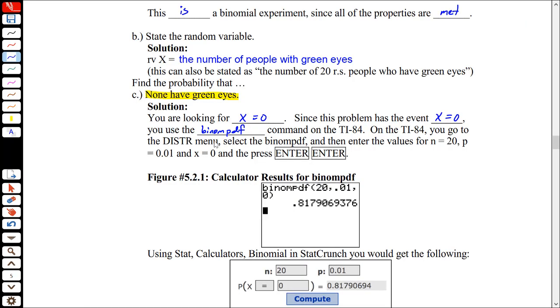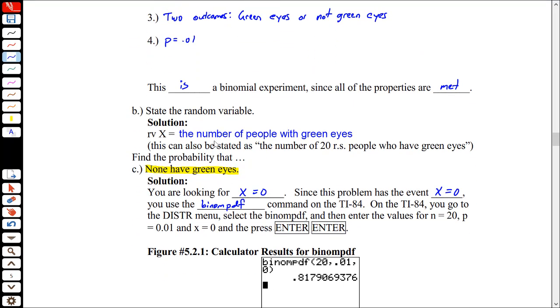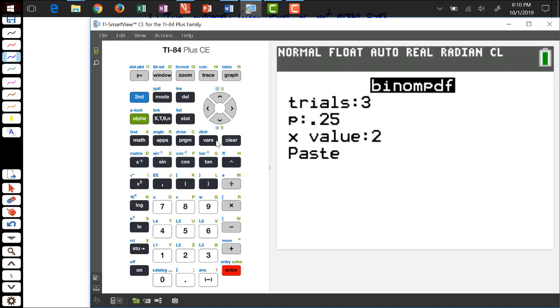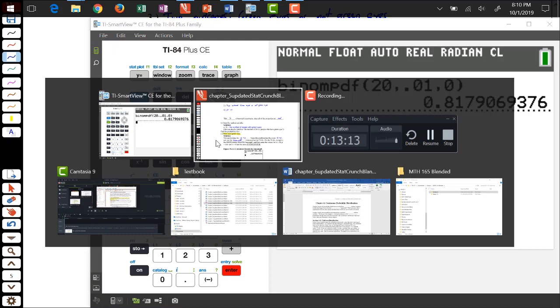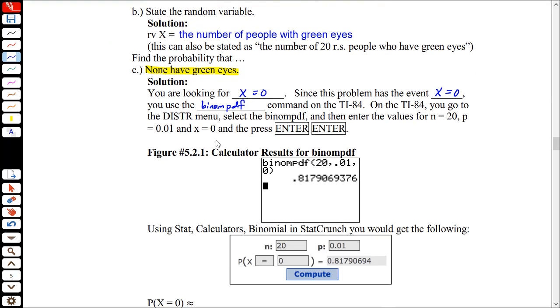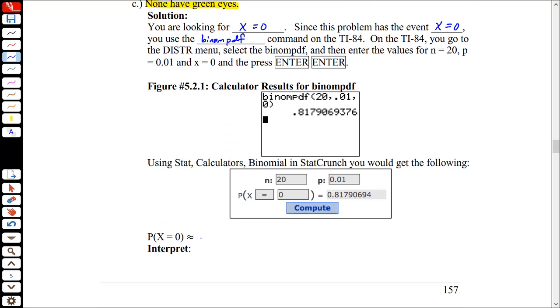Now remember, in this experiment, we said that we had n equals 20 trials and the probability of success p was 0.01. So we want to make sure we have 20 trials, p is 0.01, and we're looking for the probability that we get our random variable x to be exactly 0. So we want this to say binom PDF 20, comma 0.01, comma 0. And I get a probability of 0.8179. So the probability that x is 0 is 0.8179.